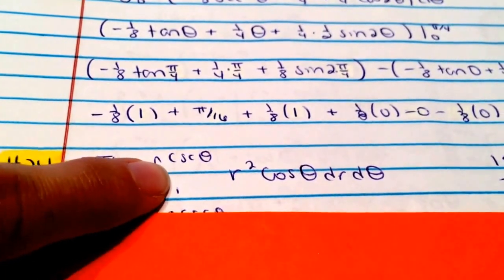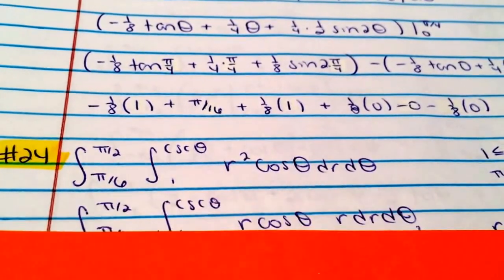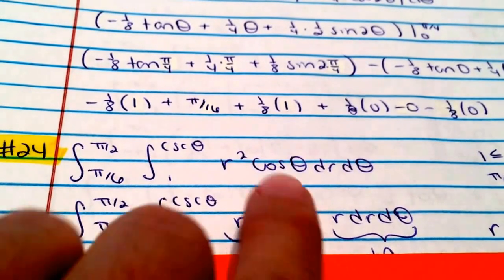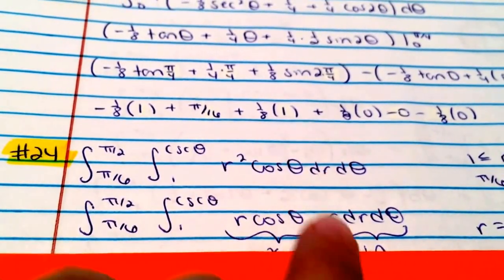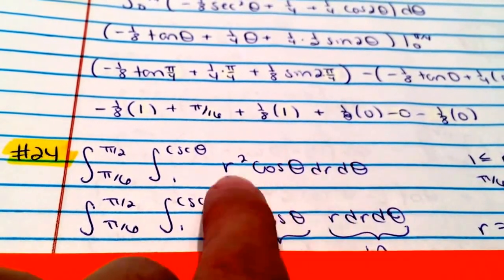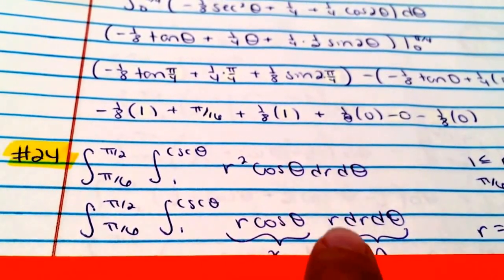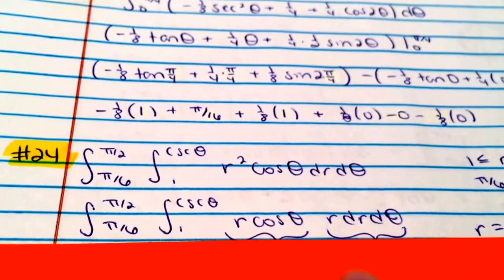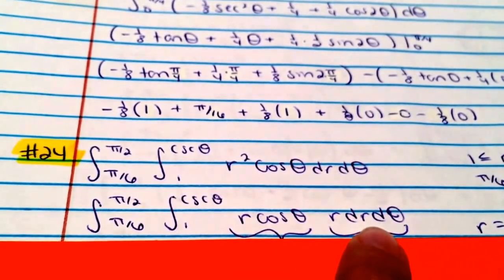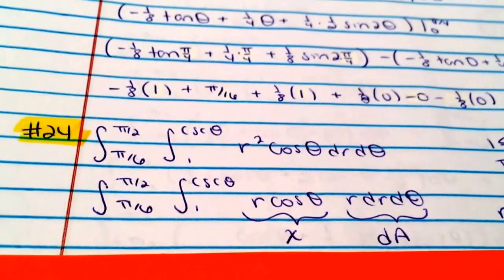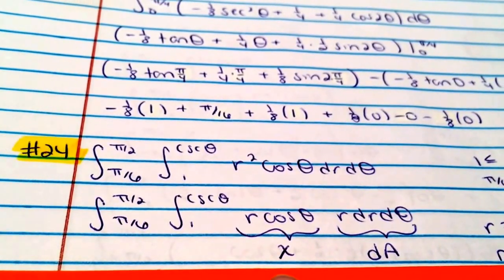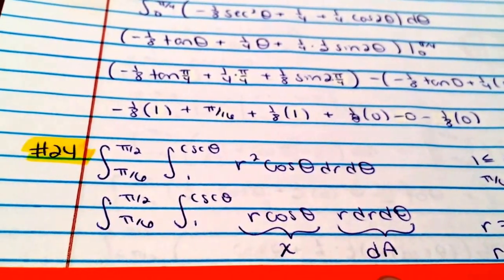Here's my bounds on my r. Notice this is r squared. So that's the same thing as an r with the cosine, and then an r for the dr d theta. So that r squared, there were two r's. There was one here, and there was one in the r dr d theta. So you gotta split those back up because this one needs the r dr d theta on it to go back to the dA. Okay, so r cosine theta is x, r dr d theta is dA.